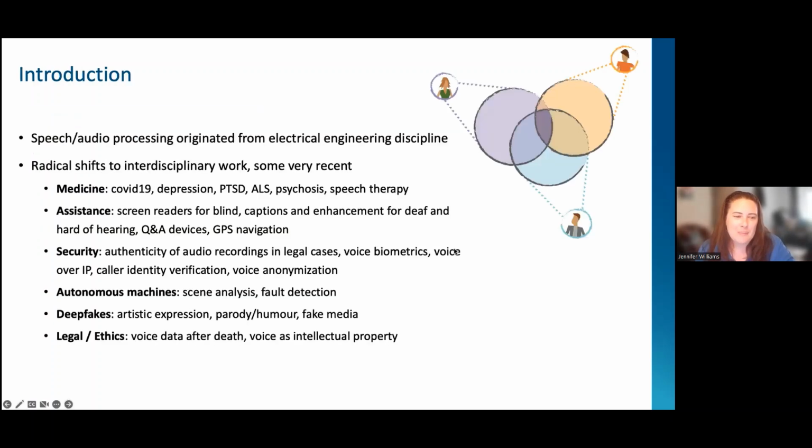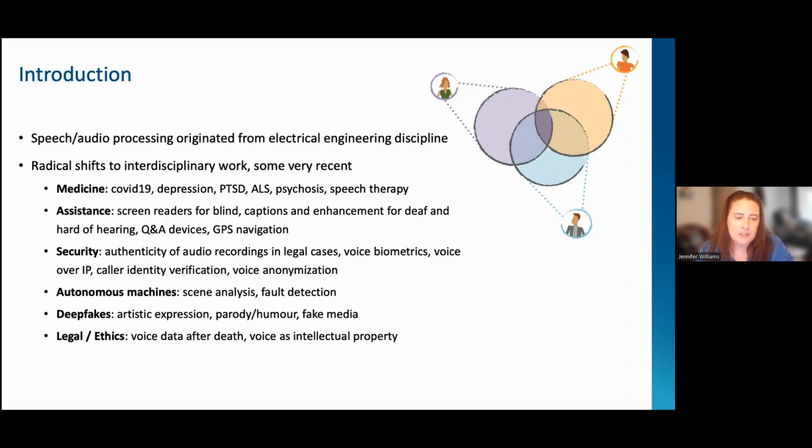So to begin, speech and audio processing really did originate from electrical engineering, but nowadays we're seeing radical shifts towards interdisciplinary work. Some of these are very recent. So for example, in the field of medicine, we have things like COVID-19 detection and diagnosis, depression detection, analysis and treatment of PTSD, ALS, psychosis, and of course, speech therapy. We also have a lot of different assistive devices like screen readers for the blind and generating captions automatically and enhancing speech for the deaf and hard of hearing communities. And things we're very familiar with are like Q&A devices and GPS navigation.